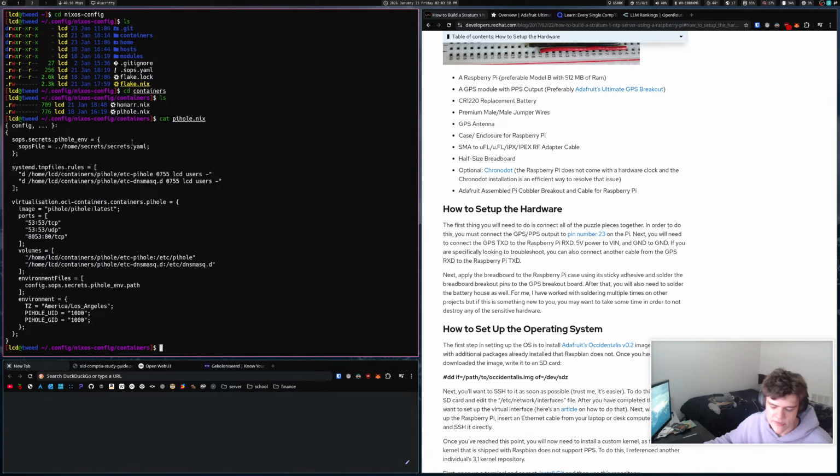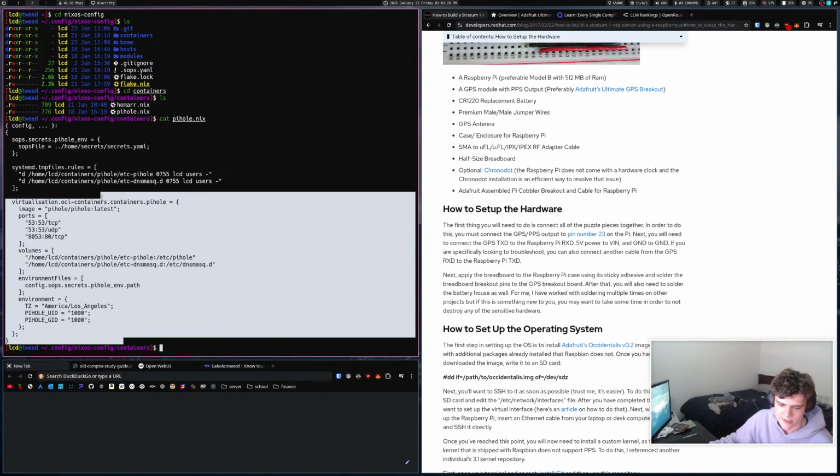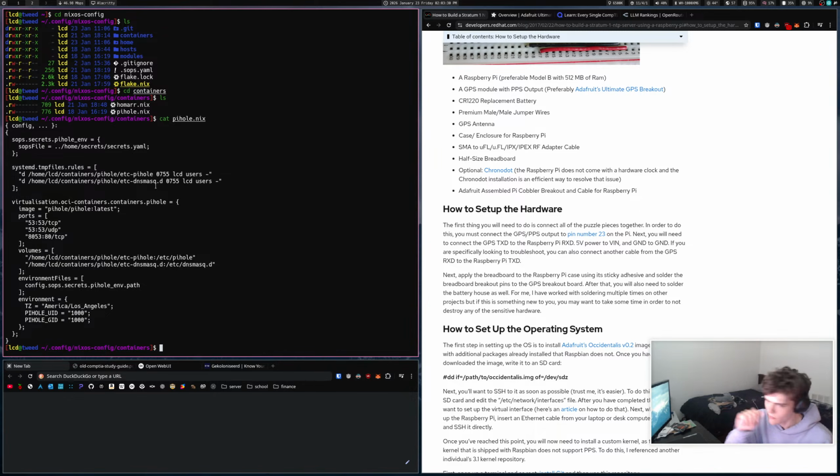Look at this. Look at how convenient this is. I'm able to just point my host folder to pihole.nix, and it totally just boots up a Pi-hole Docker container, and it totally works. The syntax is just a little weird, but it's worth it.